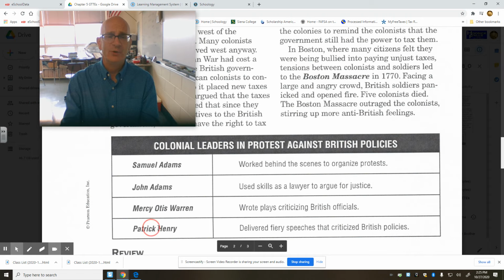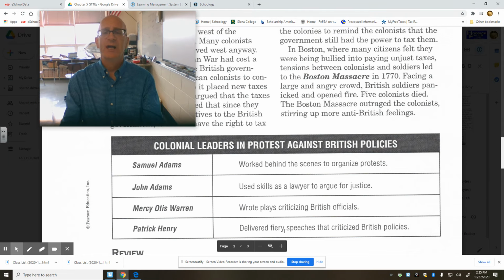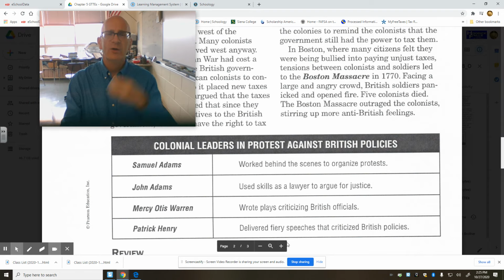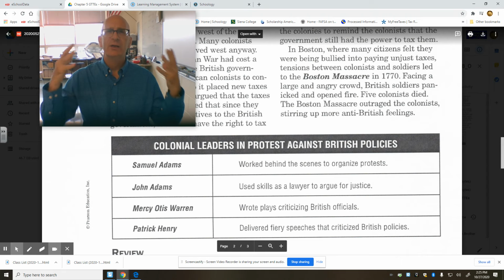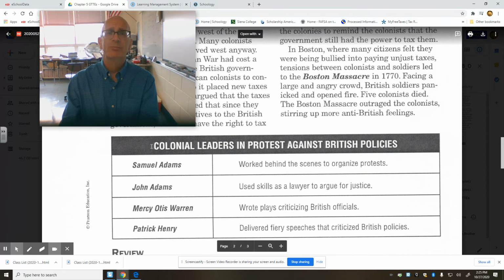And finally, Patrick Henry was a patriot from Virginia who delivered fiery speeches that criticized British policies. Fiery speeches meaning very passionate, very inflamed, and many times controversial speeches that criticized British officials. These are some of the colonial leaders who protested against British policies.